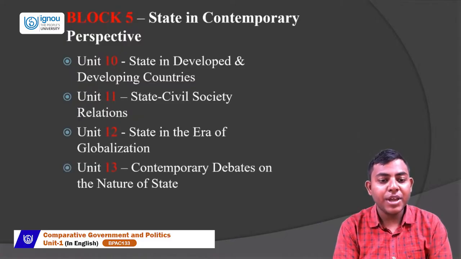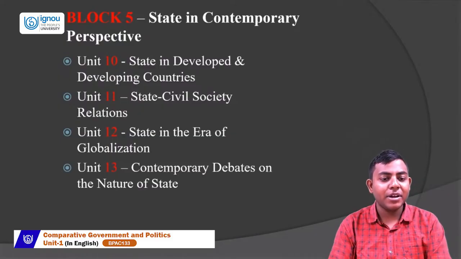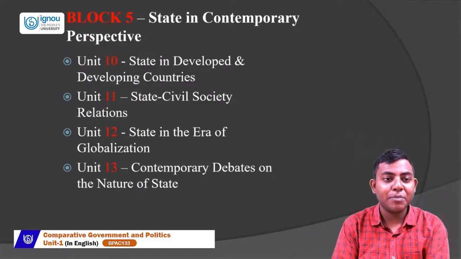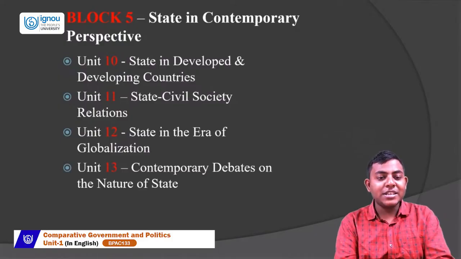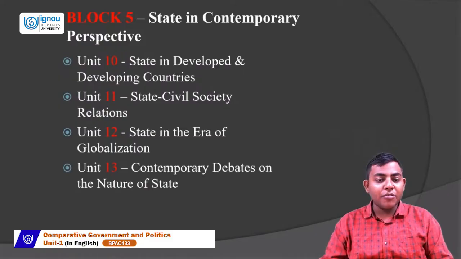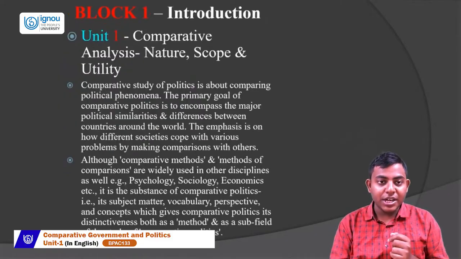So after that, we have the fifth and the last block of this paper, that is pertaining to the state in contemporary perspective. In that, we have a total of 4 units in the last block. So it consists of unit 10, that is state in developed and developing countries. Unit 11, that is pertaining to the state civil society relations. Unit 12, which is pertaining to state in the era of globalization. And finally unit 13, pertaining to contemporary debates on the nature of state.